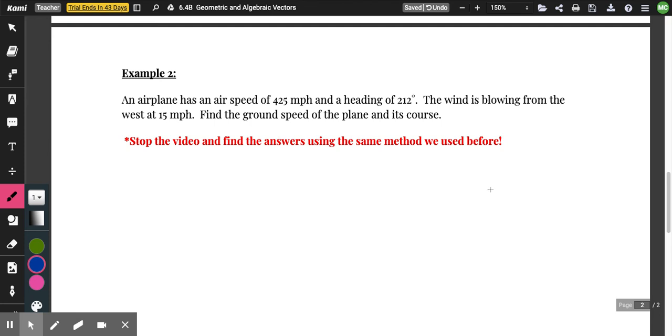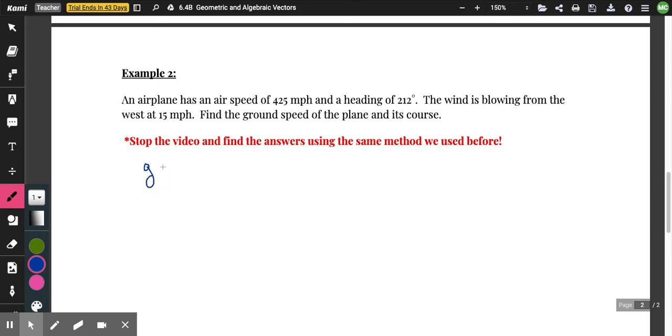All right, for this next example, go ahead and read through it. We've already solved several that are like this, but I'd like to take you a little bit further with these. So, what I'd like you to do right now is pause the video and work this problem using the same methods that I taught you before. And then once you've got the answers, come back and I'm going to show you another way to arrive at those answers. So, go ahead and pause.